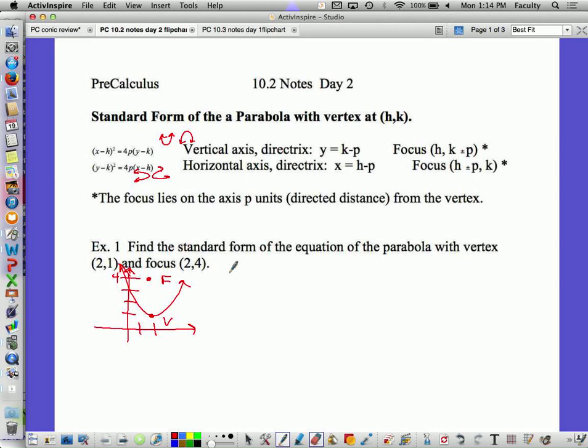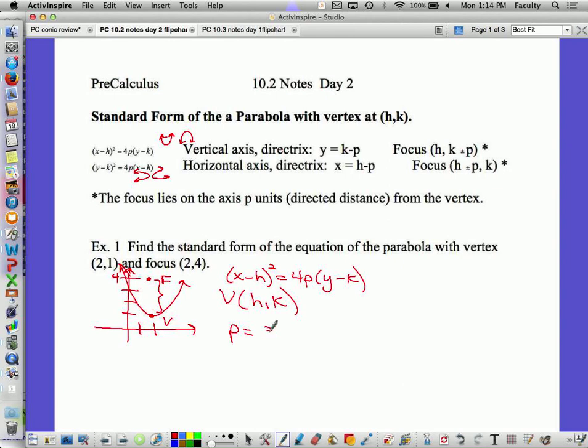So if it opens up, I have (x minus h) squared equals 4p times the quantity... whoops, I put the wrong letter, didn't I? No, I didn't. That is a y. Okay. Then it's y minus k. Well, I know the h and the k, that's from my vertex. p is the distance from the vertex to the focus, or the vertex to a directrix. So what is p here?